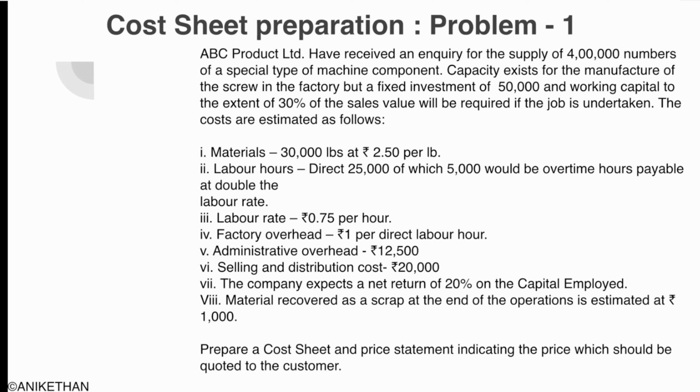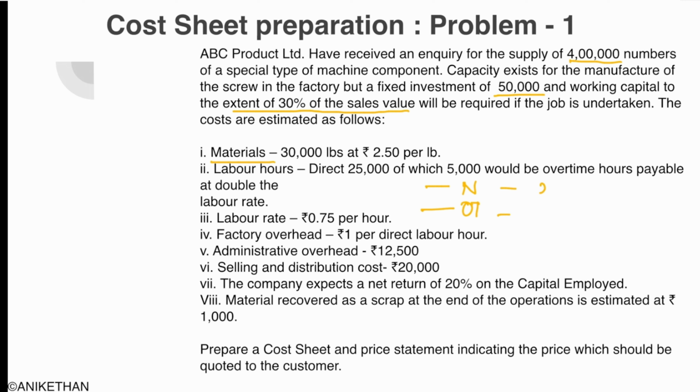So I hope you have gone through this. You have to produce 4000 numbers of a component. Capacity is available, but you have to have a fixed investment of 50,000 and working capital to the extent of 30% of sales value. This additional is required if the job is taken. Then what cost data is given? Material. So this is direct material given. When you have to calculate total, you have to multiply 30,000 pounds into 2.5 per pound. Second head is labor hours, direct 25,000, of which 5,000 would be overtime payable at the double rate. So when you have to calculate labor hours, you have to take normal, then you have to take overtime.